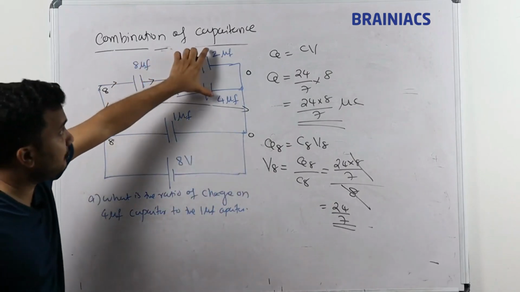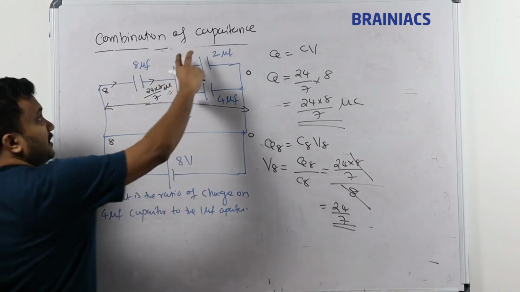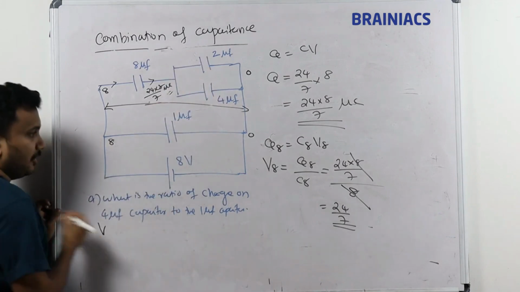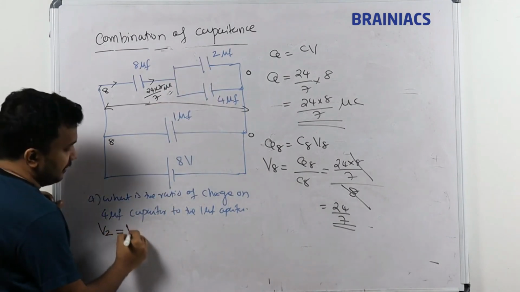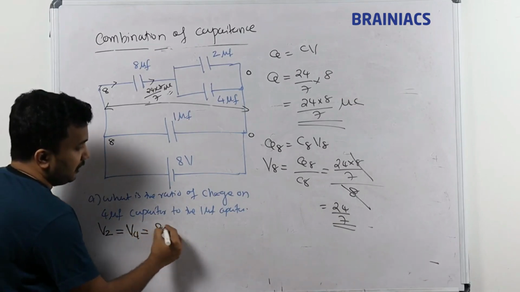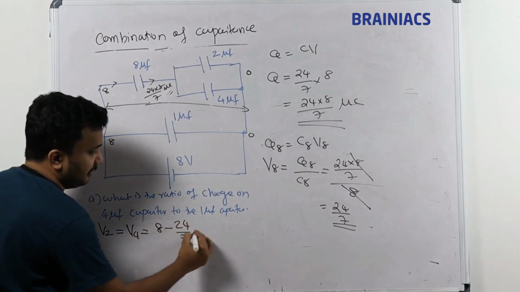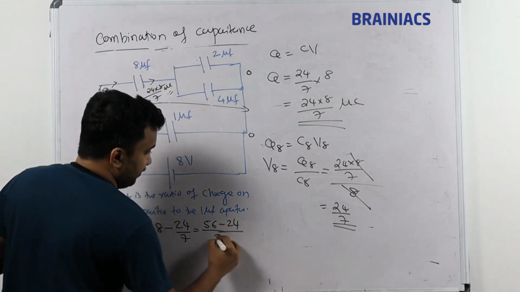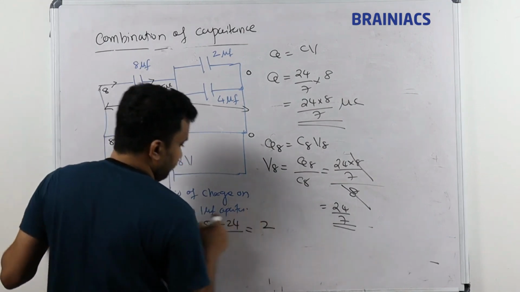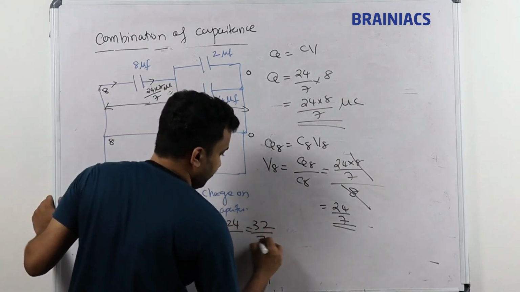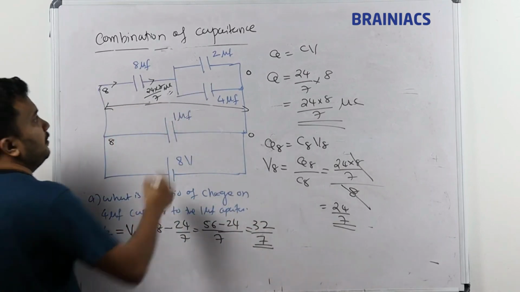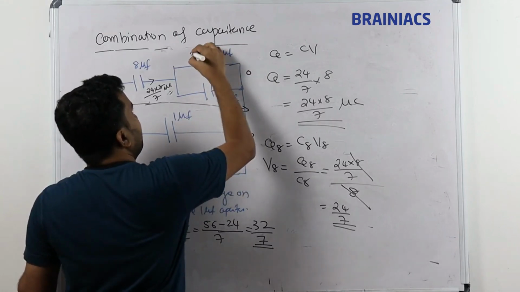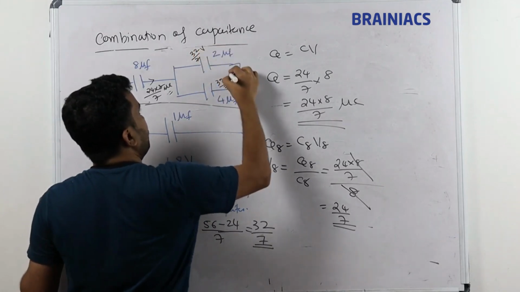So what is the voltage across this area? Across this area means what is the balance voltage? So I can say the voltage across the 2 capacitance and the voltage across the 4 capacitance equal the total voltage, 8 minus 24 by 7, which is equal to 56 minus 24 divided by 7. 6 in the 4, 2; 5 in the 2, 32. 32 by 7 is the voltage available here. So here what is the voltage? 32 by 7. Here also it is 32 by 7 volt.